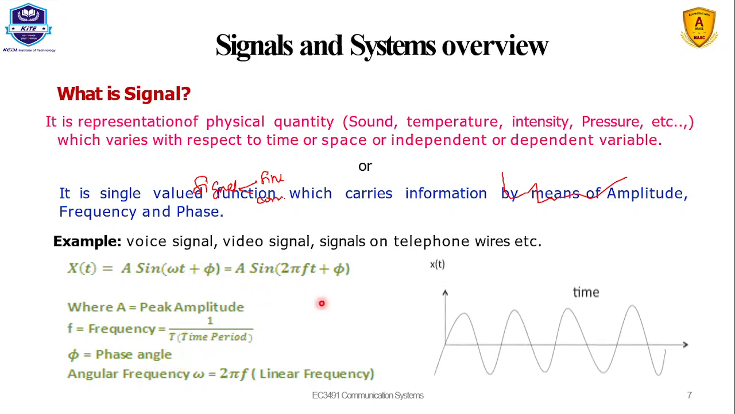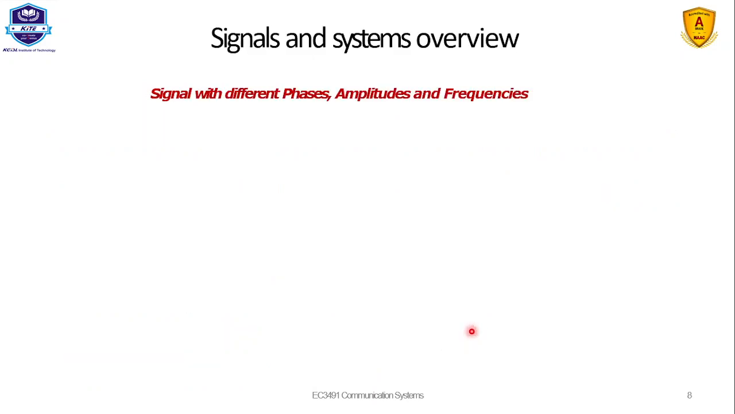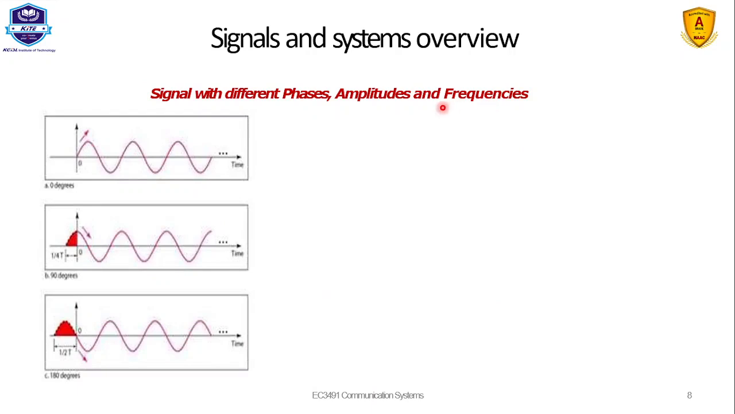Now showing it graphically, this is how a sinusoidal signal is represented. You could recall the signal representation in sinusoidal format. This is one cycle of the waveform which travels along the time axis, and this equation x of t represents the amplitude along with the format in which the signal is present. Signals with different phases, amplitudes and frequencies are explained now.